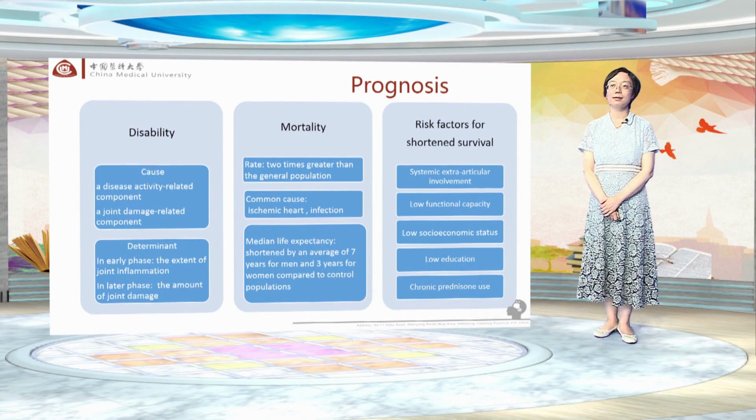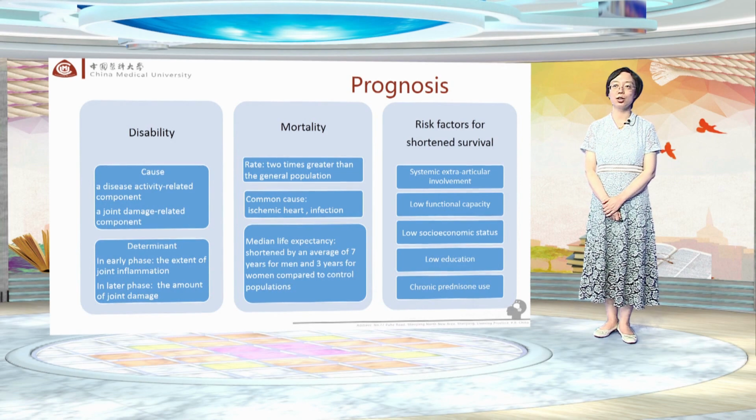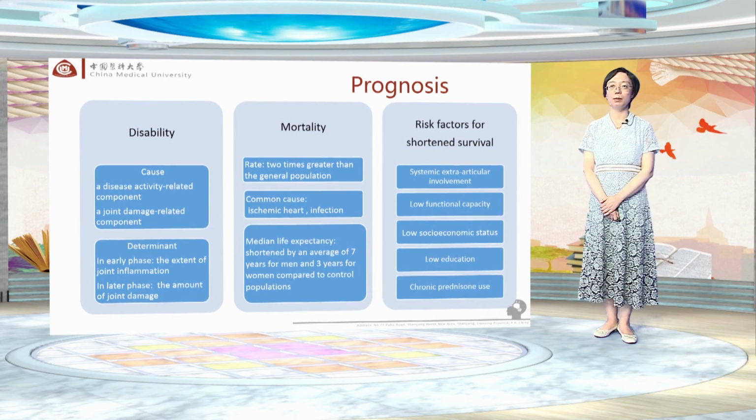At last, let's see the prognosis of RA. Disability shows gradual worsening over time in the face of poorly controlled disease activity and disease progression. It may result from both a disease activity-related component and a joint damage-related component. Early in the course of disease, the extent of joint inflammation is the primary determinant of disability, while in the later stages of disease, the amount of joint damage is the dominant contributing factor.